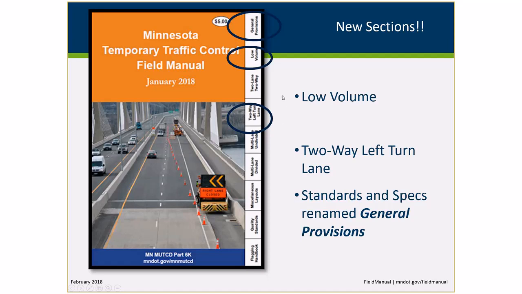Previously, the top tab, which is now called General Provisions, was called Standards and Specs, and we changed it to General Provisions because that just made more sense. Standards and Specs was essentially the whole document, so we felt it would be a better identifier to have the general provisions listed in the front. As I go through the modifications, I'll talk about the general provisions first, and then we'll get into the layouts a little bit later. But we've made some significant changes in the general provisions area.